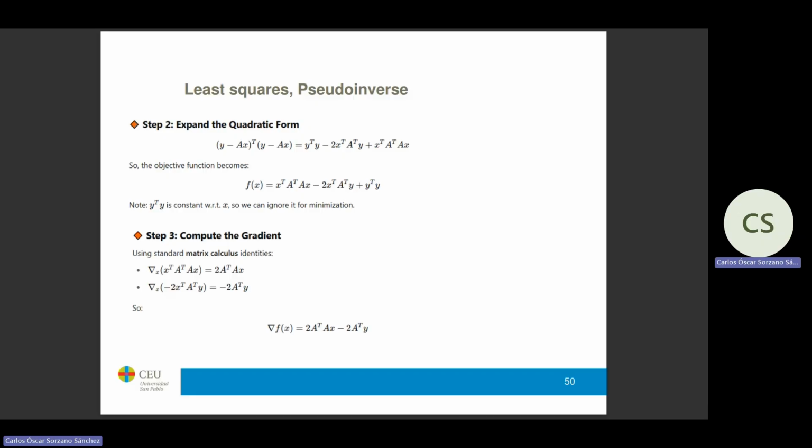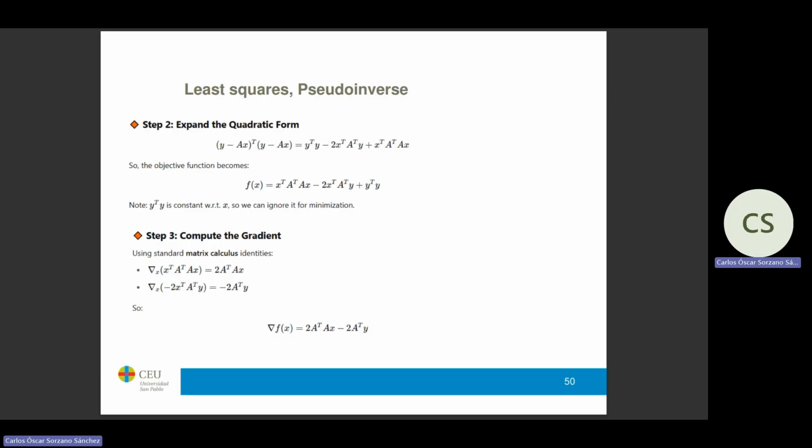And now I'm minimizing this with respect to x. This depends on x, this depends on x, but this does not depend on x, so we don't need to take care of that. And then we compute the gradient.